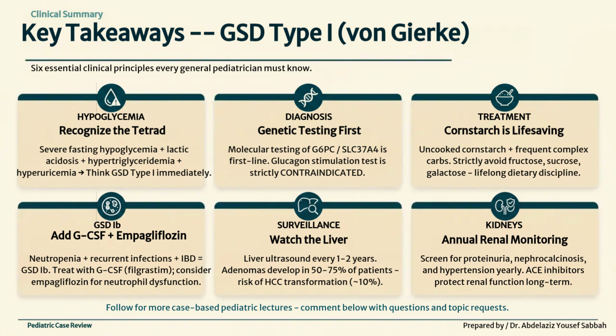Fourth, for type 1B, the combination of neutropenia, recurrent infections, and inflammatory bowel disease is treated with granulocyte colony stimulating factor, with empagliflozin as an emerging option. Fifth, watch the liver. Ultrasound every 1 to 2 years because adenomas develop in 50 to 75% of patients with a risk of transformation to hepatocellular carcinoma. And sixth, monitor the kidneys. Screen yearly for proteinuria, nephrocalcinosis, and hypertension, and use angiotensin-converting enzyme inhibitors to protect renal function long-term.